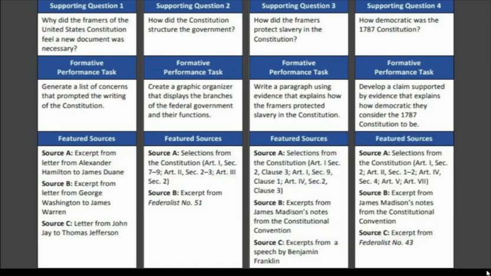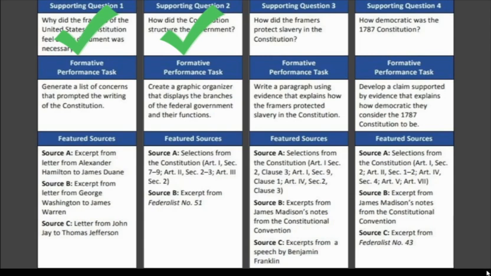So, when I was looking at these supporting questions, why did framers of the US Constitution feel a new document was necessary? I felt that was an appropriate question for my content because we go over the Articles of Confederation and how they were too weak, so we had to create a new constitution. And then the second supporting question also made sense for my content: how did the Constitution structure the government? Neither of these are worded exactly right for my content, but the general idea of the question made sense for my class.